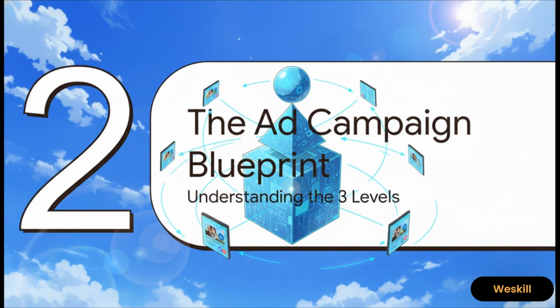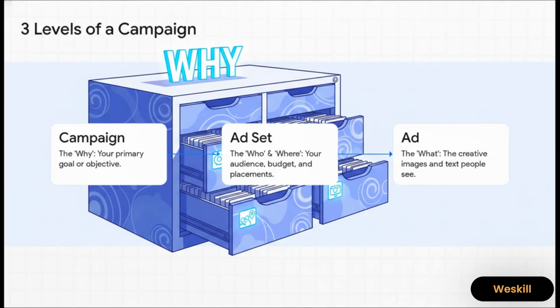All right, now let's get into the fun stuff, the core architecture. Every ad you've ever seen on Facebook or Instagram is built on a simple three-level system. And once you see these three levels, the whole thing just clicks into place. It all starts to make sense. This right here, this is the blueprint.